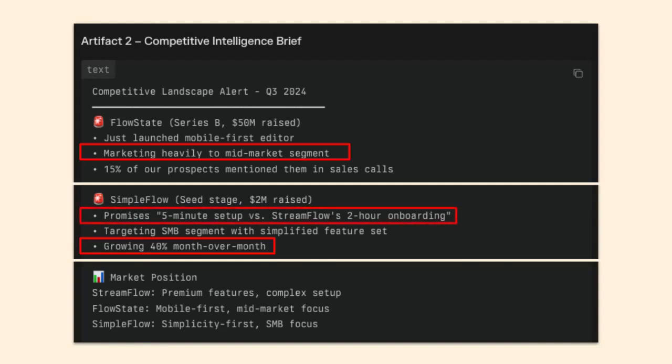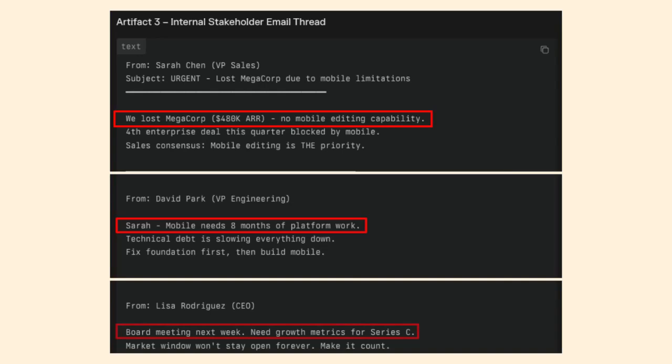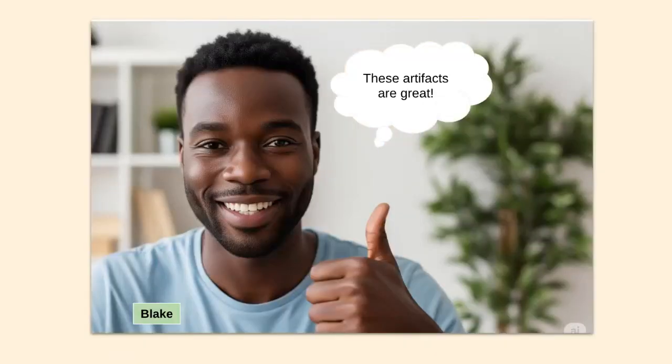Finally, the internal email thread shows classic startup tensions. Sales pushing for mobile after losing a major deal, engineering warning that mobile needs 8 months of platform work first, and the CEO demanding growth metrics for the upcoming board meeting and fundraising round. Blake likes what he's seeing. He senses these artifacts are detailed but not overwhelming for students to analyze.